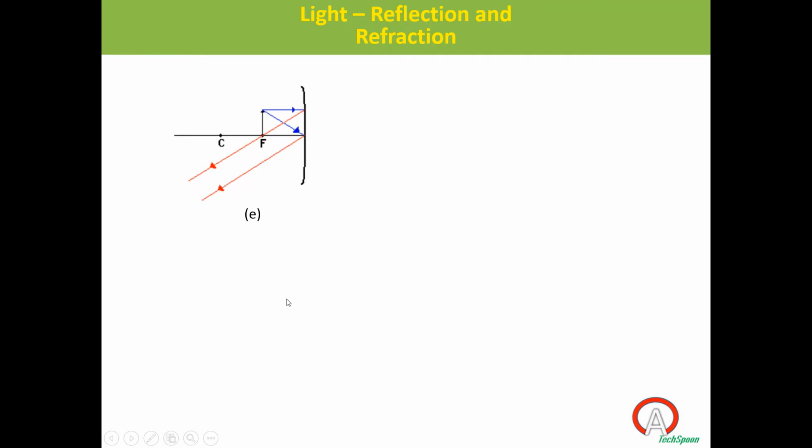Case 5, you will get the image. Will these rays intersect? No, right? They will intersect at infinity, so you will get the image at infinity. When we kept the object at infinity, you got the image at focus. Just reverse it: if you keep the object at focus, you will get the image at infinity.